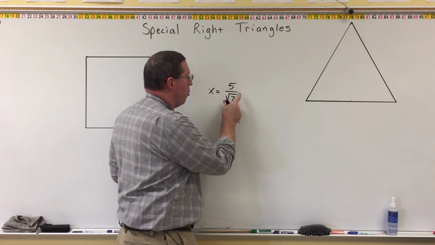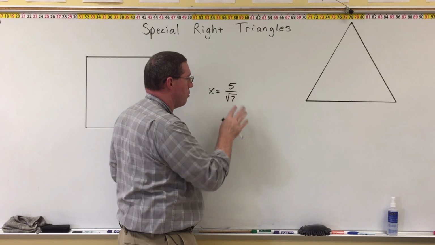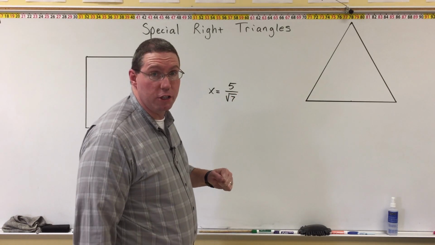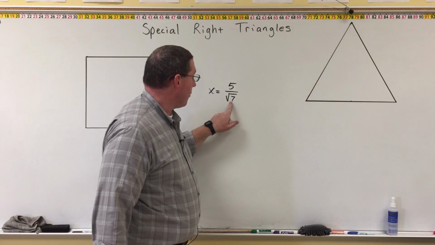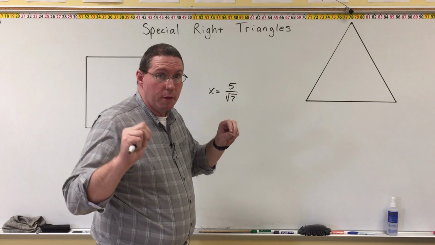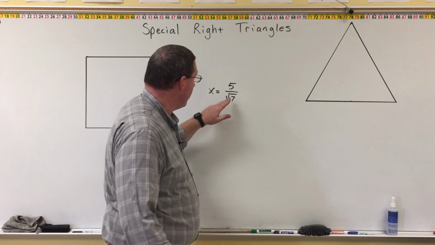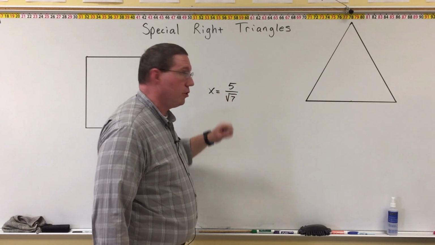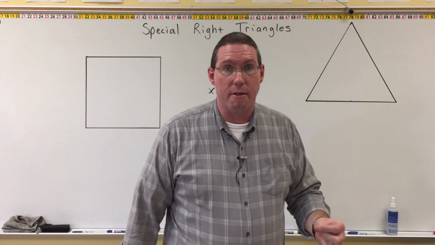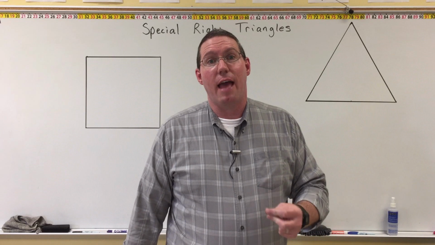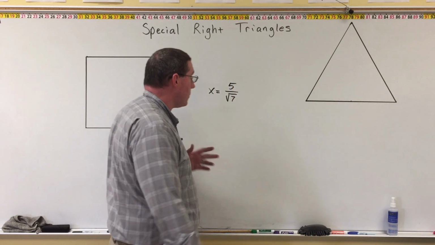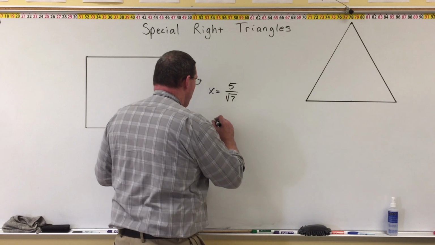Oftentimes in algebra, we do not like having square roots or radicals of any kind in the denominator of a fraction, because a fraction itself is rational because it's a ratio, but this denominator has an irrational element to it. So what we want to do is called rationalizing the denominator. That means getting rid of radicals that are in the denominator. It's a very simple process. What you do is this.